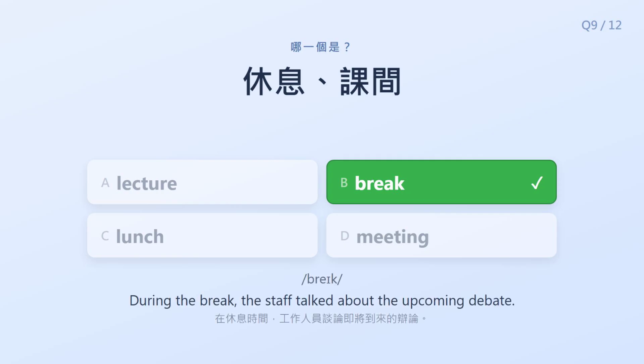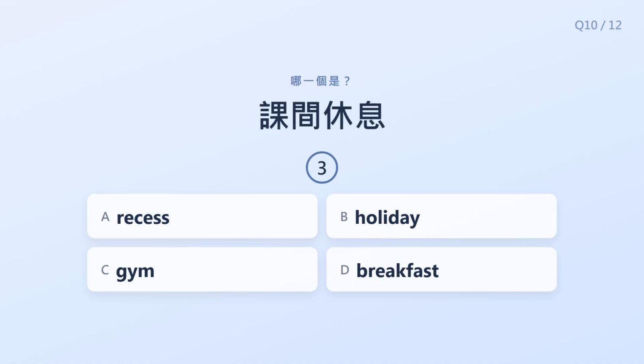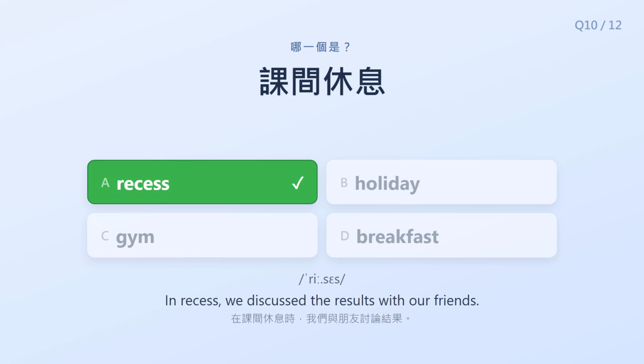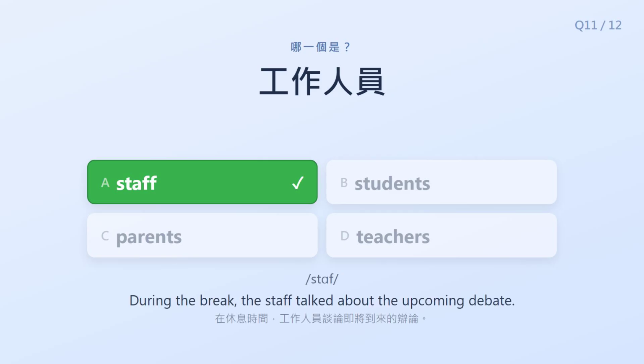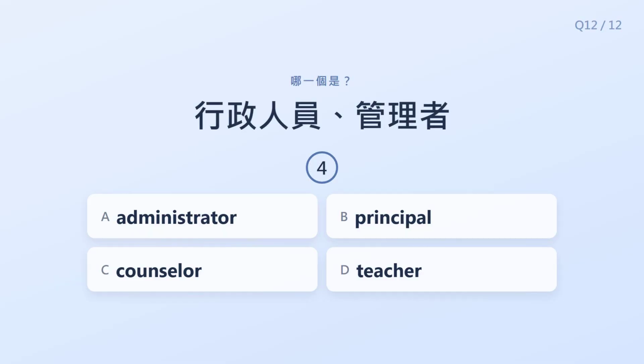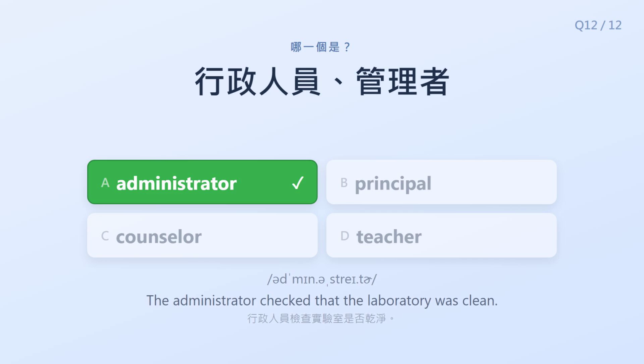Break. During the break, the staff talked about the upcoming debate. Recess. In recess, we discussed the results with our friends. Staff. During the break, the staff talked about the upcoming debate. Administrator. The administrator checked that the laboratory was clean.